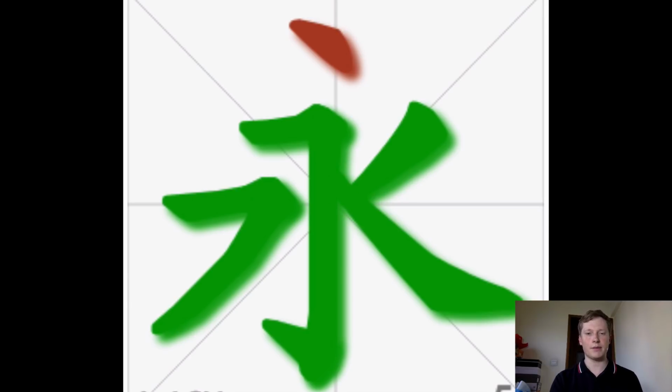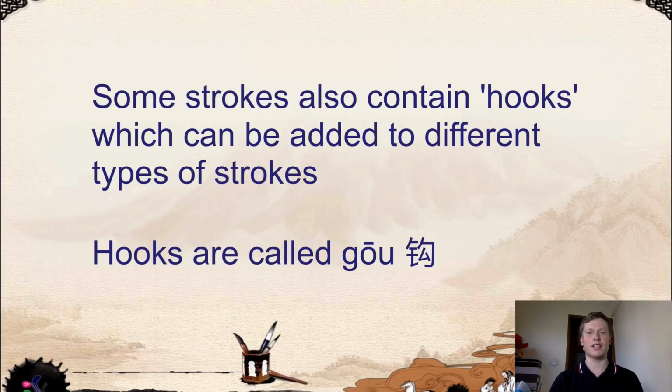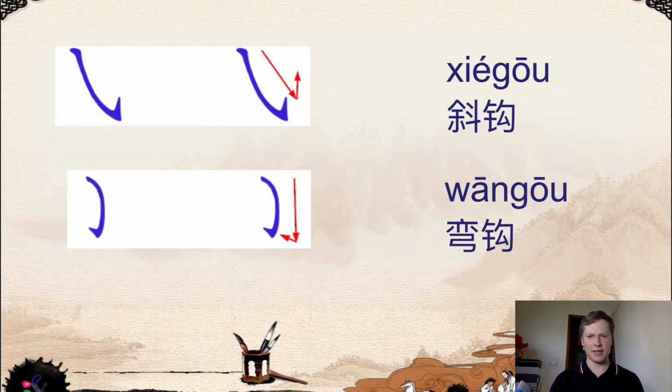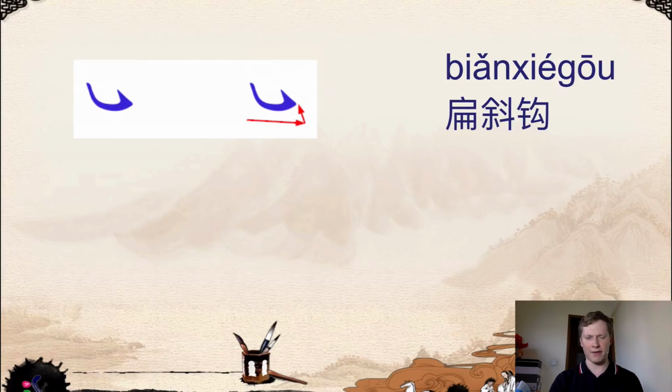So as you can see, there are different types of strokes written in different ways. Okay, so as I just mentioned, some strokes can contain hooks, which can be added to other different types of strokes, and these are called go in Chinese. So this hook can be added to a horizontal stroke, a vertical stroke, as we just saw, a slanting stroke, a curved stroke, or a flat curved stroke. Okay, and these have different names in Chinese according to the situation. So these are hooks. It's basically a little flick of the pen or a pencil at the end of the stroke to make a hook.